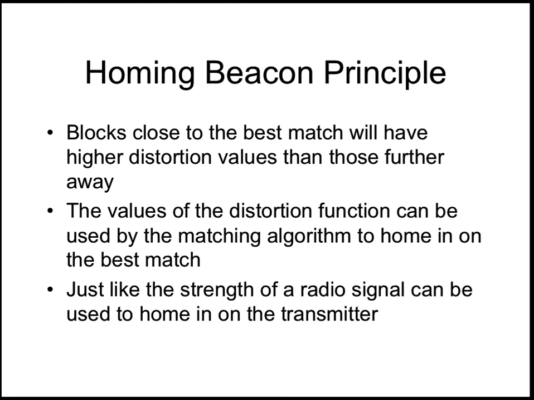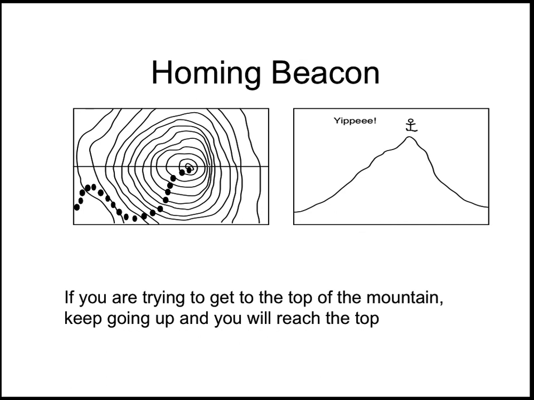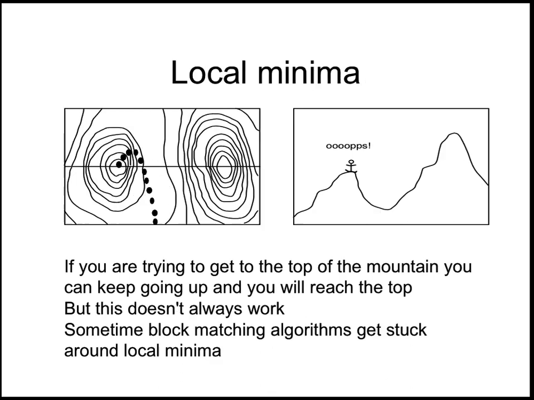So the values of the distortion function can be used by the matching algorithm to home in on the best match. That can be great. So if you are trying to find the top of a mountain, you could say to yourself, well, look, I'll keep walking in a direction that takes me higher, and eventually I'll get to the top, which could work. Or, of course, you could find yourself at a local minimum. So you might say, well, look, I'm getting higher, higher, higher. Yip-de-doo, I'm at the top. Whoops, actually, no, I'm not. So the problem of local minima can be a problem. Sometimes the block matching algorithm gets stuck in the wrong place, and that can be an issue.